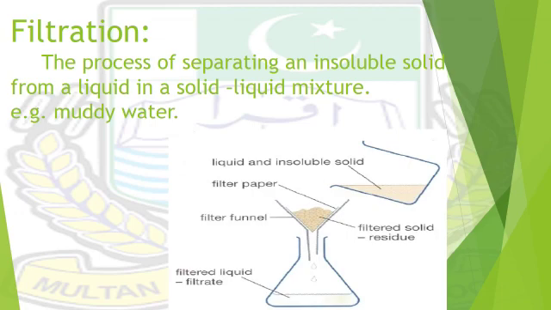As a result of this, mud particles will not pass through the filter paper and they will be trapped by the filter paper due to their large size. These mud particles are known as residue, and the water will pass through the filter paper and it will collect in the conical flask as a filtrate. In this way, we can separate the components of a mixture with the help of filtration.